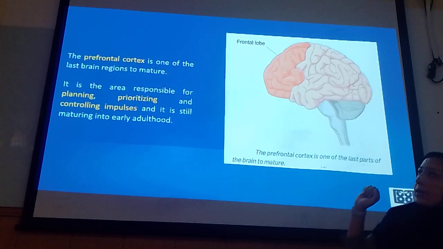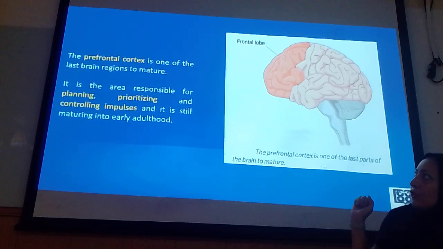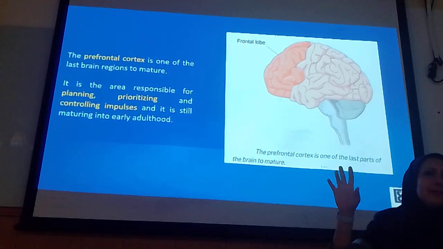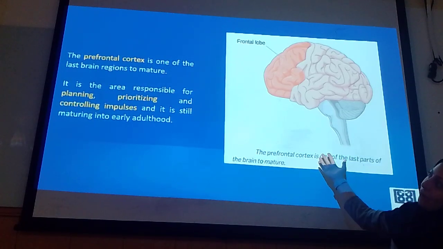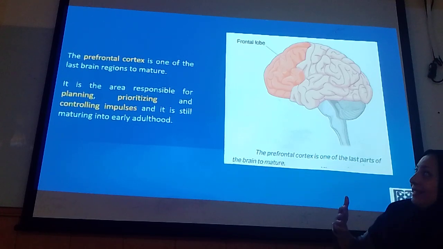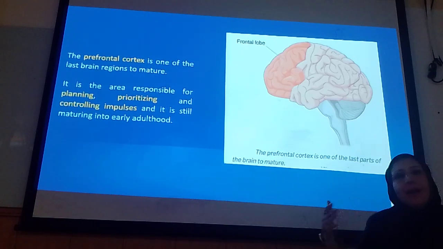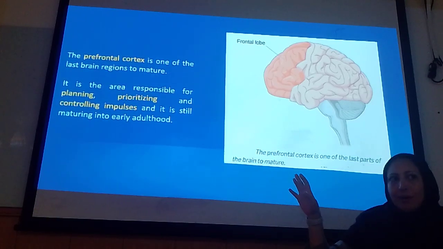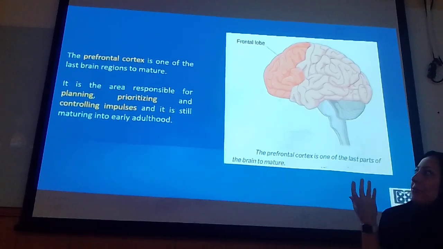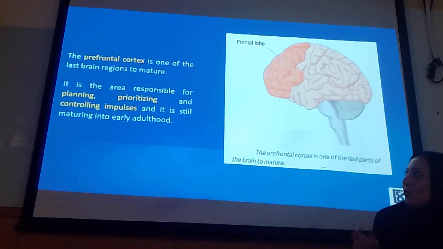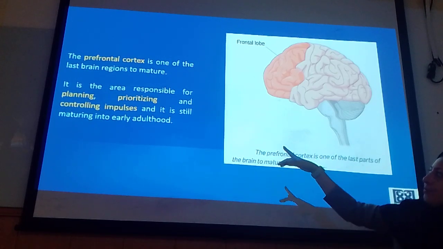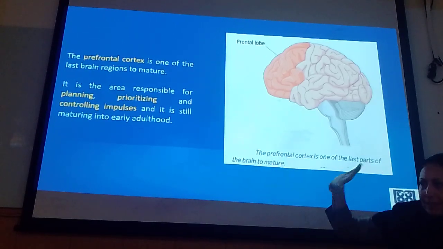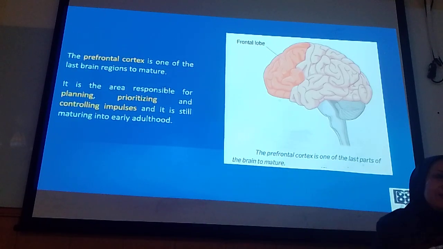The prefrontal cortex is one of the last brain regions to mature. It is the last part of the brain, and this part of the brain is responsible for planning, prioritizing, and controlling impulse, and it is still maturing into early adulthood. It is the last part for when they want to plan and control impulses, and it is developed in early adulthood and the late part of adolescence.